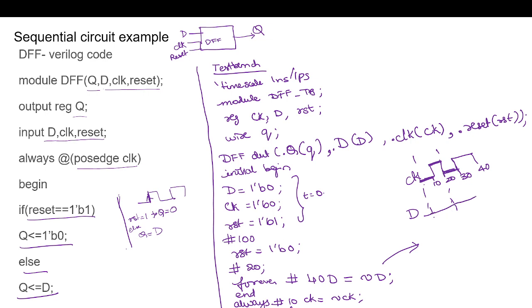So till 40 it will be 0. After that it will go to 1. Again after 40, that is at 80, it will again come to 0. This way it will keep on changing. So this is D is equal to D complement continuously, after every delay of 40.